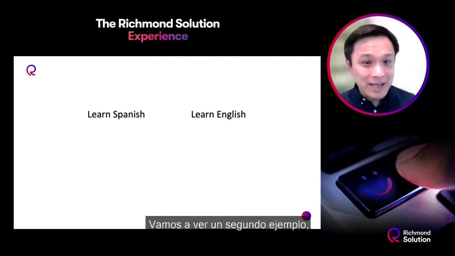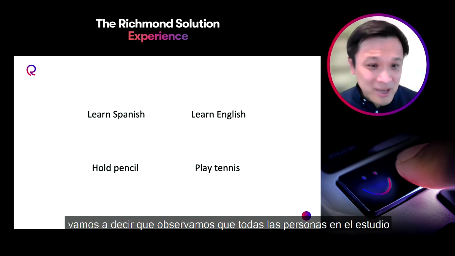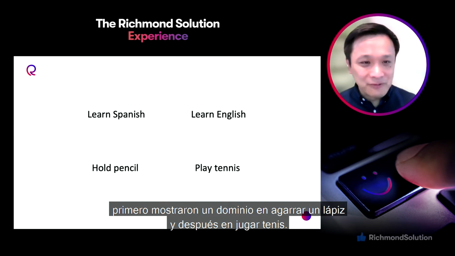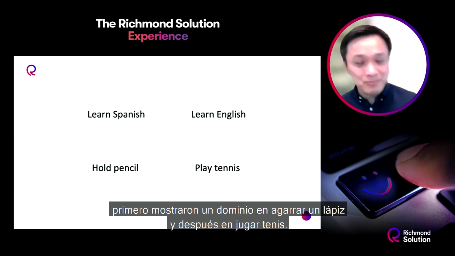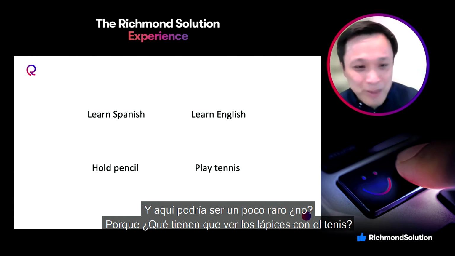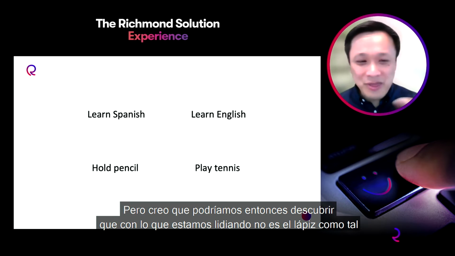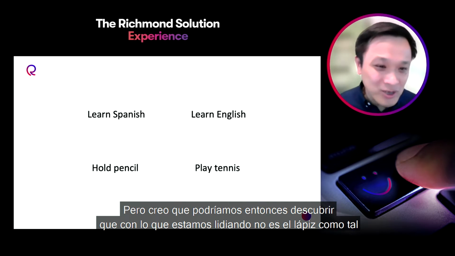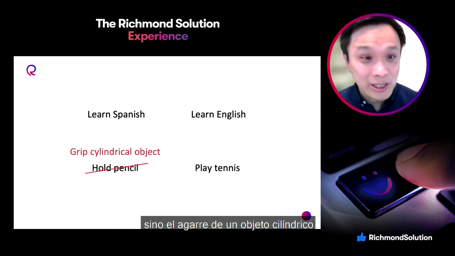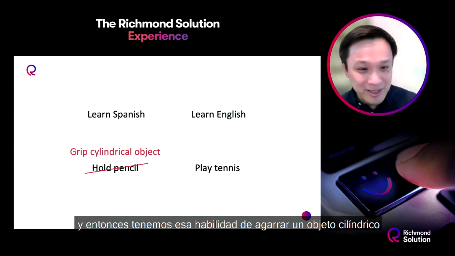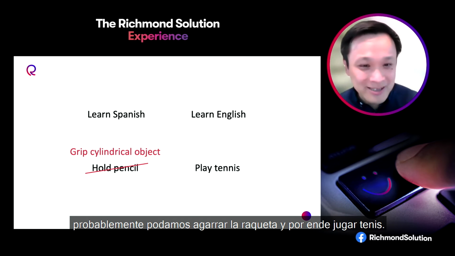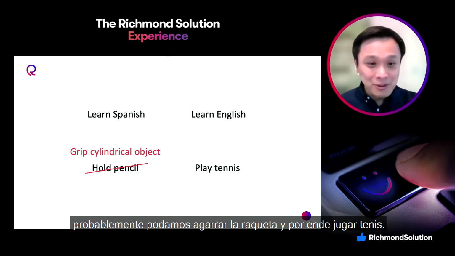But let's take a look at a second example. Let's say we observe that everyone in the study showed mastery in holding a pencil first, and then later on showed mastery in playing tennis. Now here it's kind of weird because, what do pencils have to do with tennis? But I think we can figure out that actually what we're dealing with is not holding a pencil per se, but the ability to grip a cylindrical object. And if you don't have the capability to hold a cylindrical object, then perhaps you won't have the ability to hold a tennis racket, and therefore you're not able to play tennis.